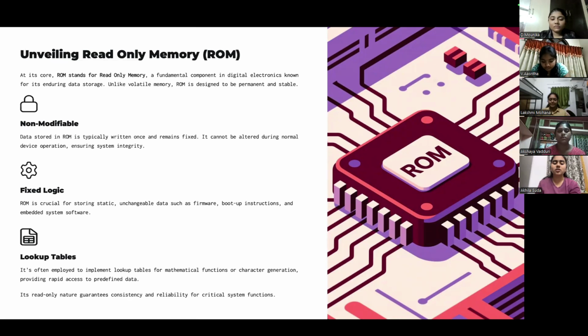Next is fixed logic. ROM stores fixed programs that control how a device works, ideal for firmware, system software, and bootup programs. Example, a washing machine uses ROM to store its wash cycle program. And the last, lookup tables. ROM can store pre-calculated data for fast access, useful for mathematical tables, conversion tables, and character generation. Example, calculators use ROM to quickly access math operations.